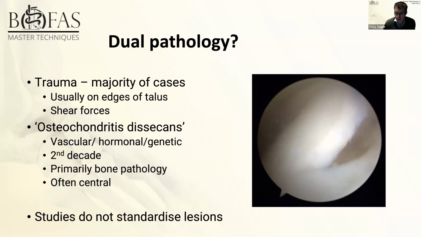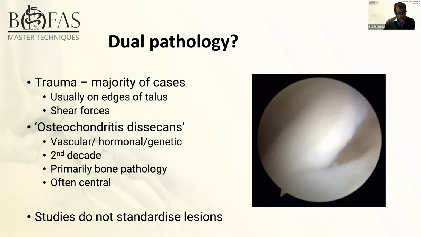So one of my thoughts on osteochondral lesions is that I still think there's a dual pathology, and that there are two types of lesion. There's the common one, the traumatic one, which, you know, younger patients, usually they've got a history of definite trauma, a bad sprain. It's usually on the edge or the corner of the talus, and it's associated with a shear force.